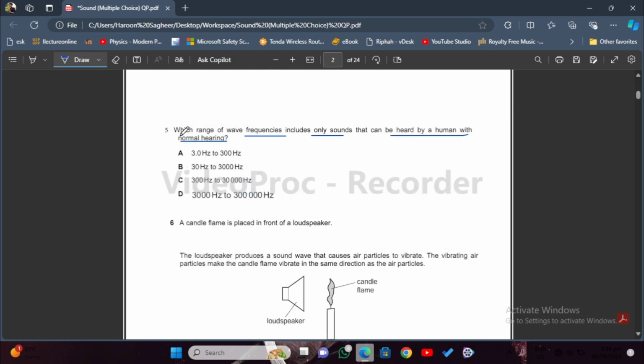Alright, now let's go to question number 5. Which range of wave frequencies include only sounds that can be heard by human normal hearing? Okay, now that we do know, 3 Hz not possible, 30 Hz to 3000 Hz, that is possible. 300 to 30,000 of course not possible, and 300,000 certainly not. So option B is correct.